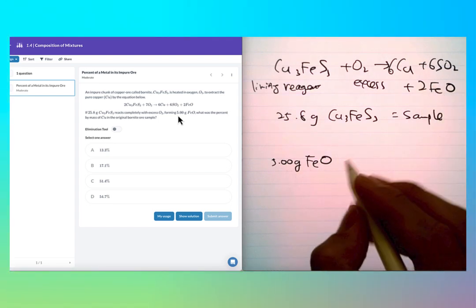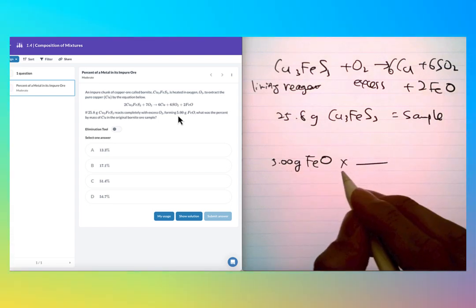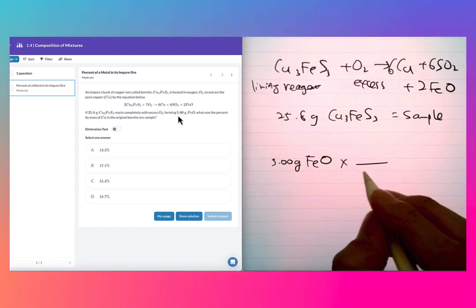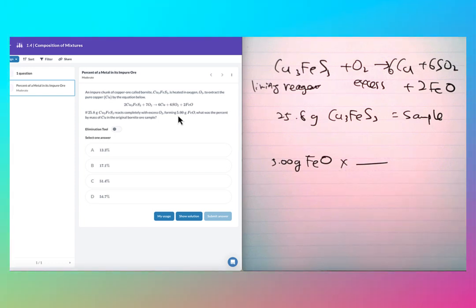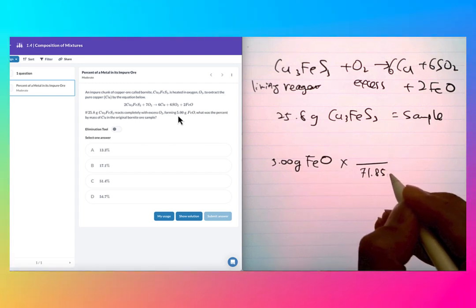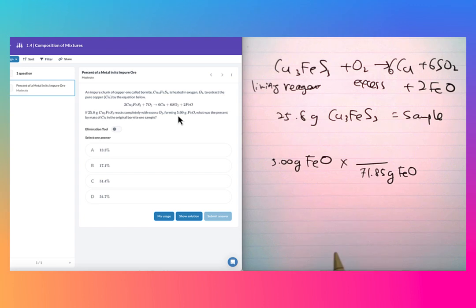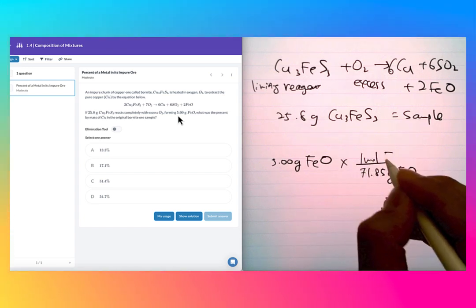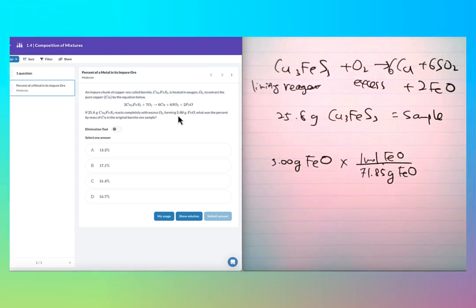So 5 grams of FeO, or iron(II) oxide, and then you need to find the molar mass of iron oxide from the periodic table. Iron should be 55.85 plus 16 for oxygen, so you get 71.85 grams, and that's 1 mole of iron(II) oxide. From that, we jump from the iron(II) oxide to copper.